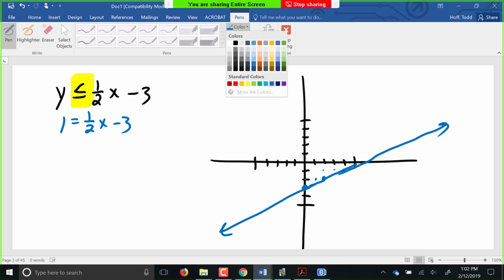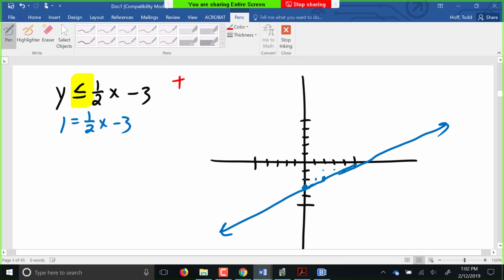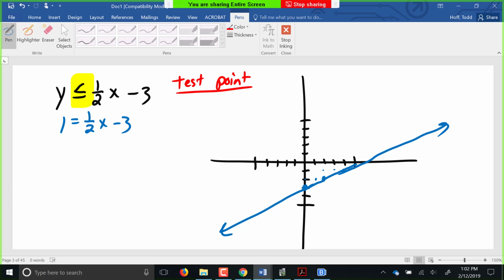What we want to do is use something called a test point, where we pick a point on the graph that we know is obviously on one side of the line or the other, test it in the original inequality and see if it's true or false. If it's true, we know that's the side that the solution is on. If it's false, we know the solution has to be on the other side. If it's obviously on one side of the line or another, the test point I always choose is the origin.